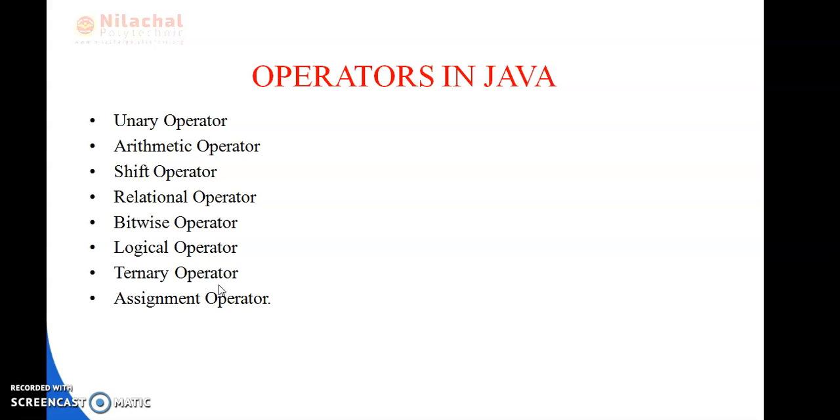Then it comes to the shift operator. What is a shift operator? A shift operator is used to shift bits from one place to another place. There are two types of shift operator, right shift and left shift. Then it comes to the relational operator. A relational operator is divided into two types, comparison and equality.